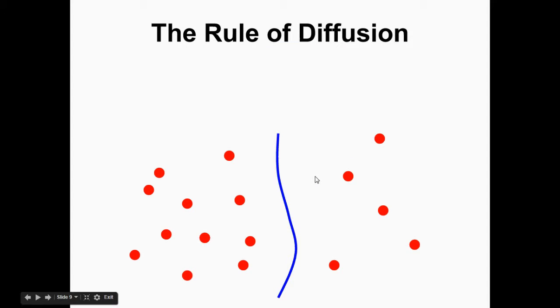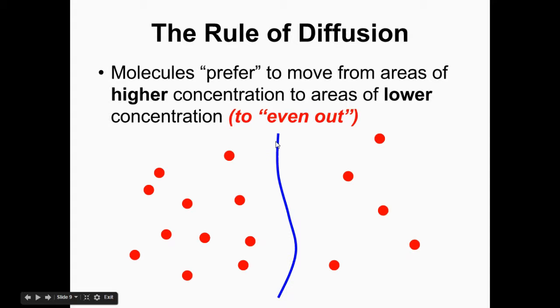All right, now, diffusion, we said it means molecules moving across a membrane. Now, there's sort of a rule of diffusion that you need to know. And right here in our diagram, this would be a membrane. Here are some molecules on one side of the membrane. Here are some molecules on the other side. Now, molecules prefer to move from areas of high concentration to areas of low concentration. They like to even out, okay?